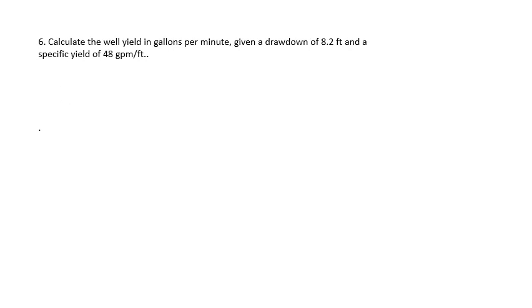Question number 6. Calculate the well yield in gallons per minute given a drawdown of 8.2 feet and a specific yield of 48 gallons per minute per foot.